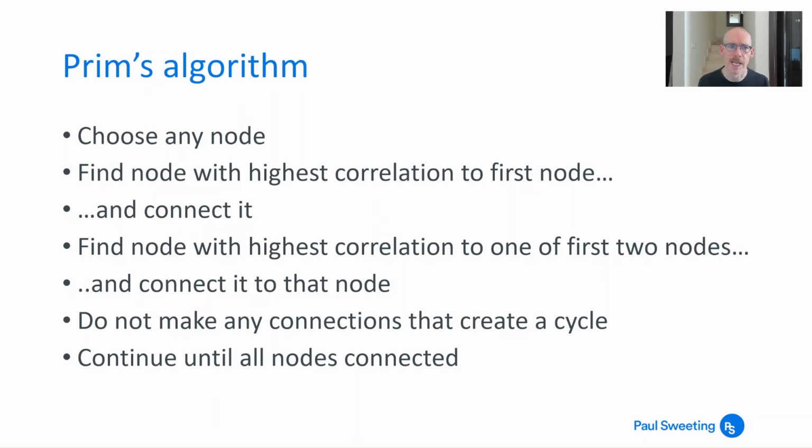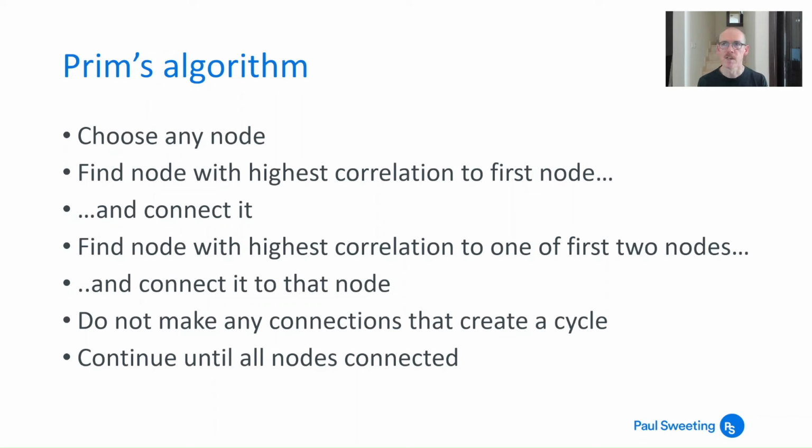The first is called Prim's algorithm, and don't worry if it's not entirely clear what's going on here, because I will be doing some examples, and the examples will hopefully make it a little clearer when we work through some of these in practice. So Prim's algorithm anyway: choose any node and then find the node with the highest correlation to that first node and connect it with an edge. Then find the node that has the highest correlation to one of the first two nodes and connect it with an edge to that node. And you just keep on doing that, making sure that you don't make any connections that create a cycle. And you work through all of the correlations that you've got from the largest to the smallest.